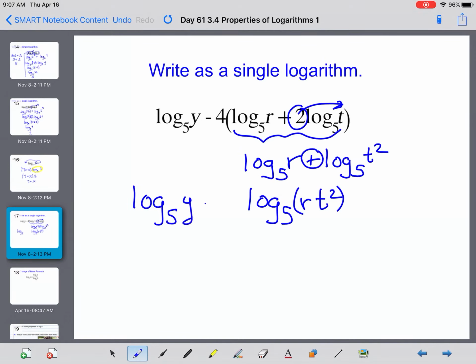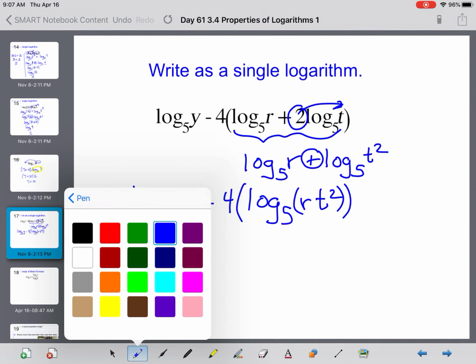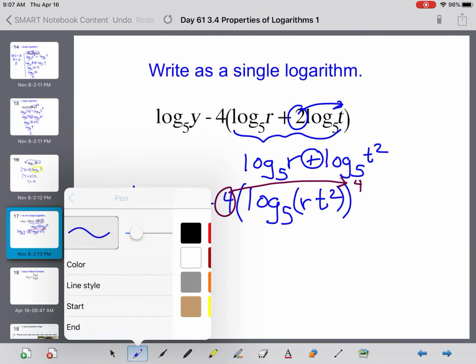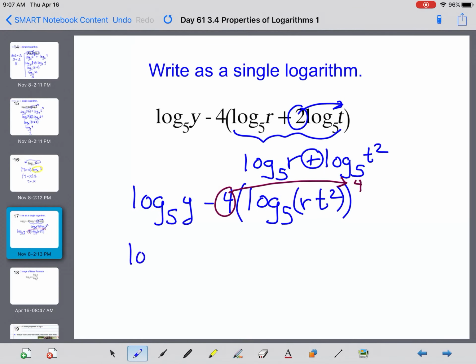So I'm going to rewrite what else I have. So I still have 4 times that entire thing. So with that 4 right there, we want to go ahead and bring this up as an exponent because it's going to apply to everything inside of those parentheses.